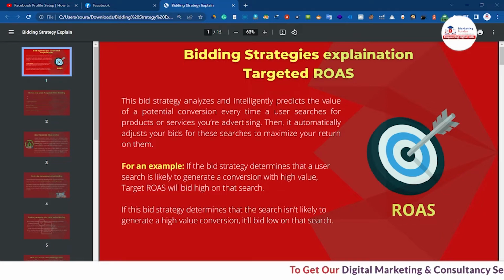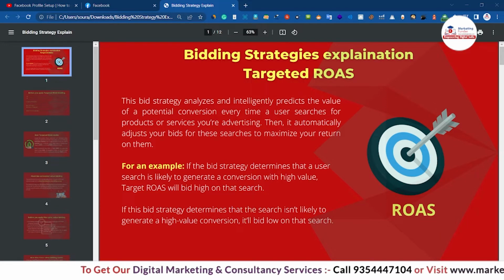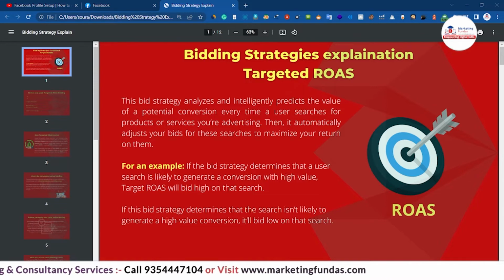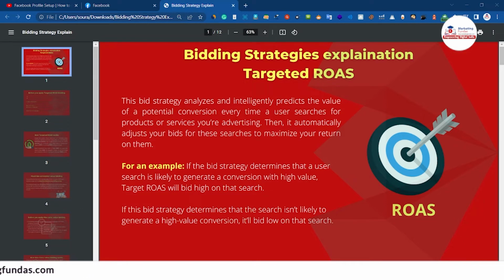Also remember one thing, that this is going to be one of the most important videos in this course, as bidding strategy is very important in every Google ad campaign. Before starting an ad campaign, you need to apply a bidding strategy. So with that said, let's get into the video.